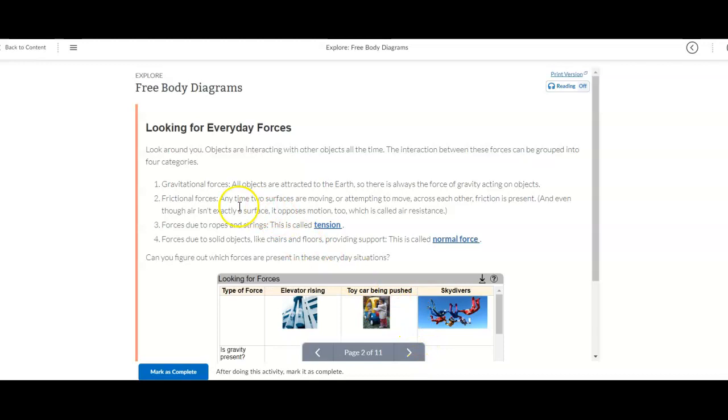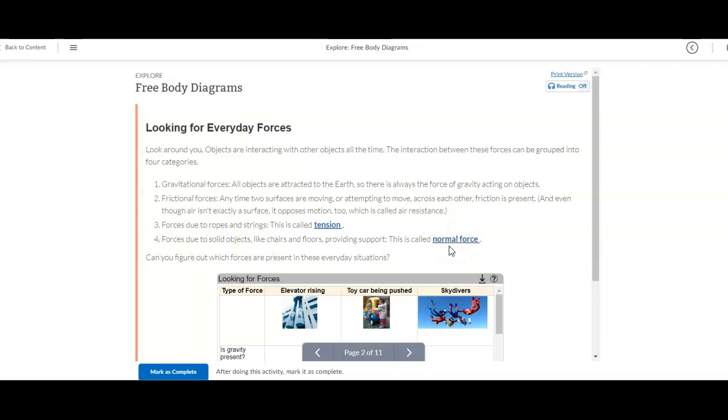So looking at everyday forces, you have some more listed here. Objects are interacting with each other and other objects all the time. The interaction between these forces can be grouped into 4 categories. So these you will definitely want to list in your notes. Gravitational, frictional, and then you have forces due to ropes and strings, that's called tension, and forces due to solid objects like chairs and floors providing support. This is called normal force.